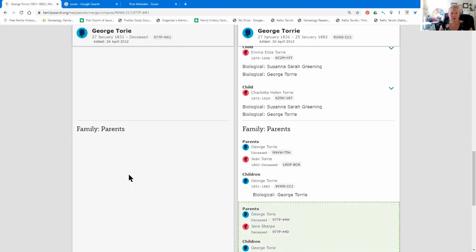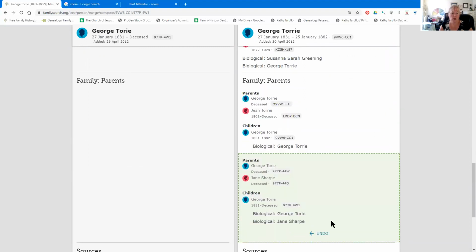I'll keep going down. Now the parents are brought over, and you can see that this George Torrey's number is 977P44W, where my original George Torrey's parents' number, father, was M9VWTTH. So you can tell I'm putting duplicates in. Now there's going to be two sets of parents. And Jean Torrey is not as good of an information as Jane Sharp. So that would be something for me to look at too.